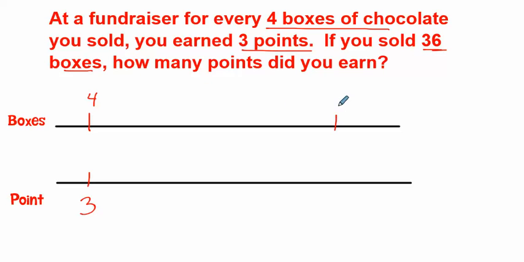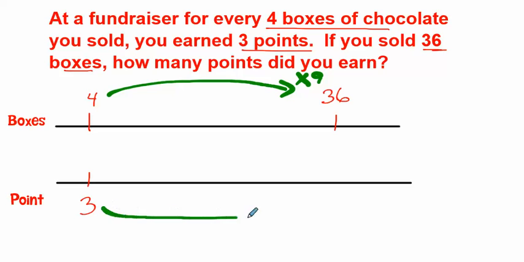So I want to get to 36 boxes. So you can do one of two ways. You can start building out your ratio, your double number line, or you can kind of see, how did I go from 4 to 36? What did I multiply by? So 4 times 9 would give me 36. So that means I would need to multiply by 9 here. 3 times 9 would give me 27. So I know if she sold 36 boxes, she would earn 27 points.